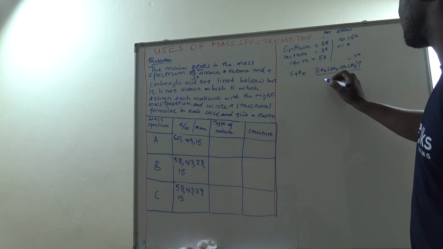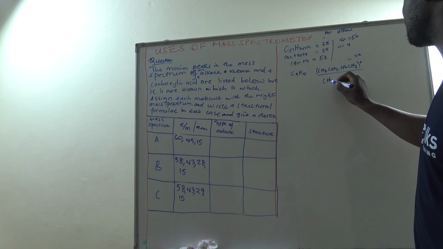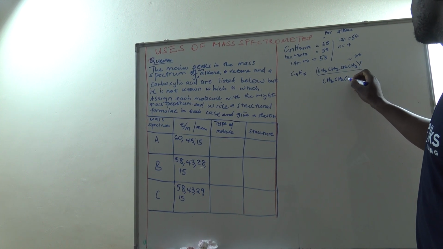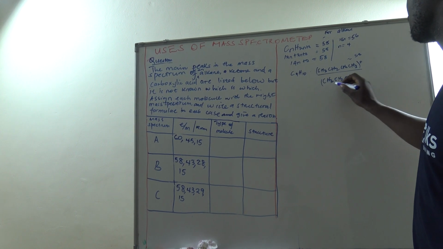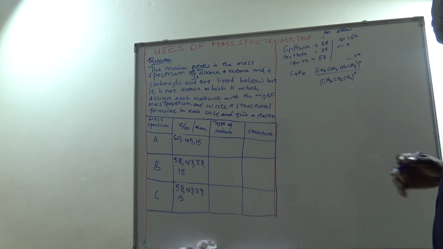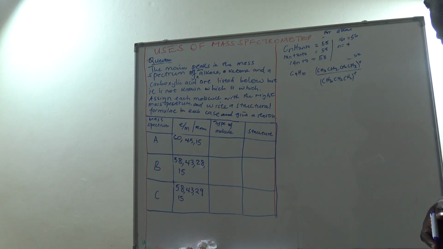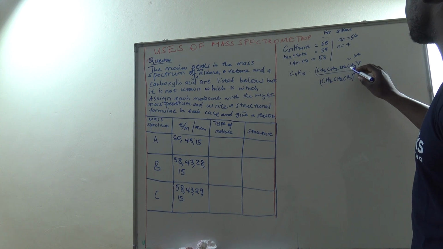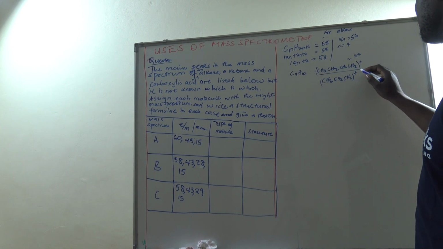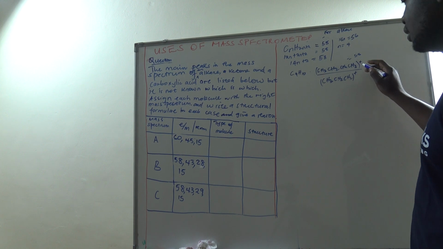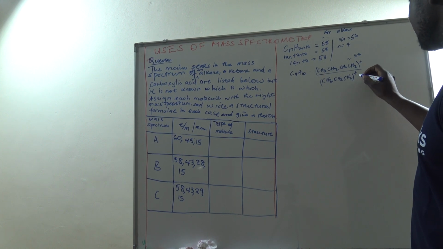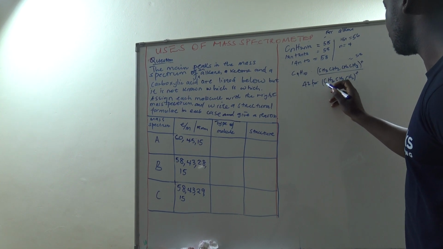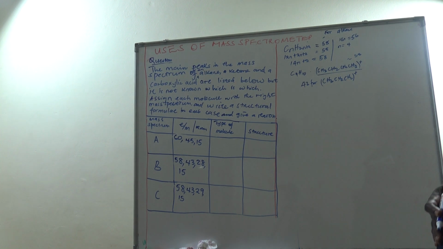Now, let us fragment it and come up with CH2, CH3, CH2, CH2. We have lost a methyl group. So when we lose a methyl group, it totals to 15. This is 12 plus 3, that is 15. So 58 minus 15, we get 43. So 43 corresponds to this molecular ion.